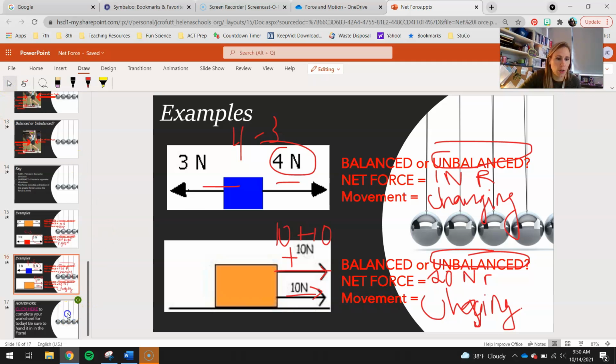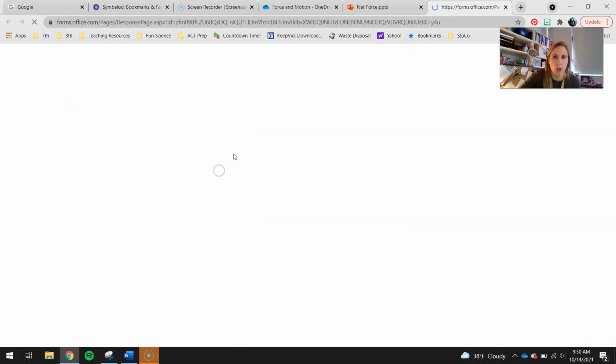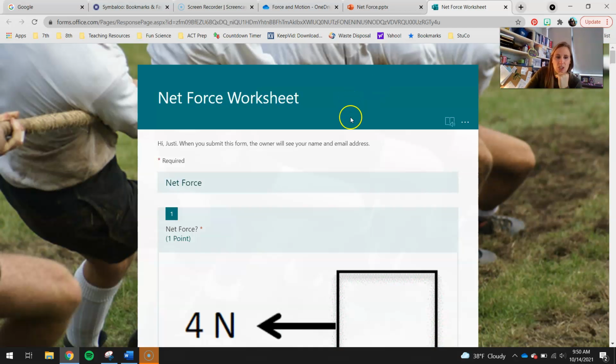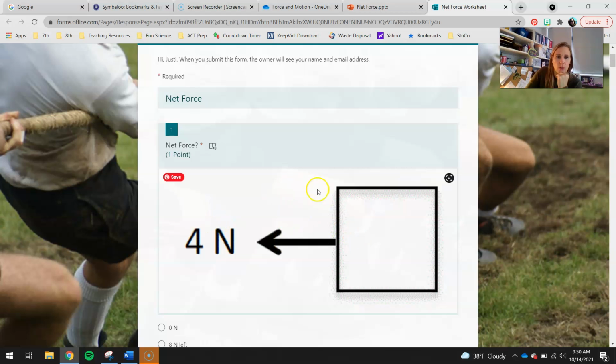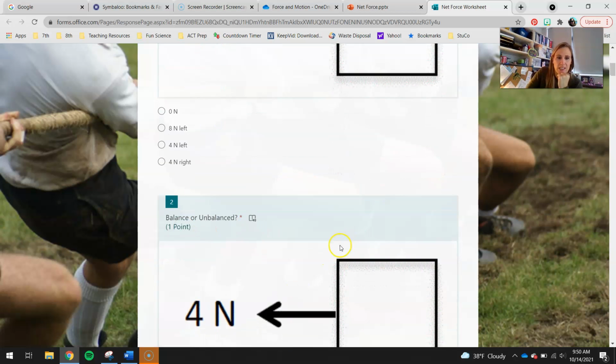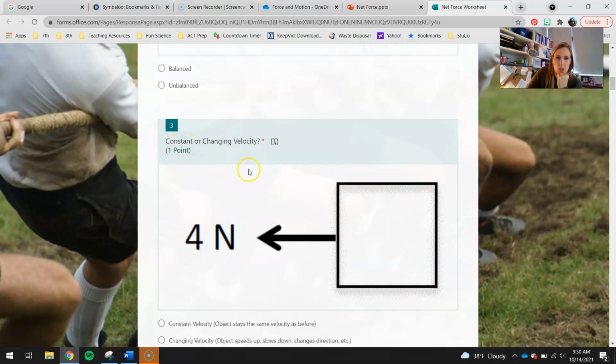All right, moving on to your homework for today. You have this link on slide 17. You'll right-click that and open the link up, and it's going to take you into this Microsoft Form. There are 2 parts to this. The first part has 30 questions, all multiple choice, so you should get some immediate feedback as far as a grade on this assignment. For each set of 3 questions, you'll see the same picture. The first one, you'll calculate net force. The second one, you'll tell me if it's balanced or unbalanced. And the third one, you're going to tell me constant or changing velocity.